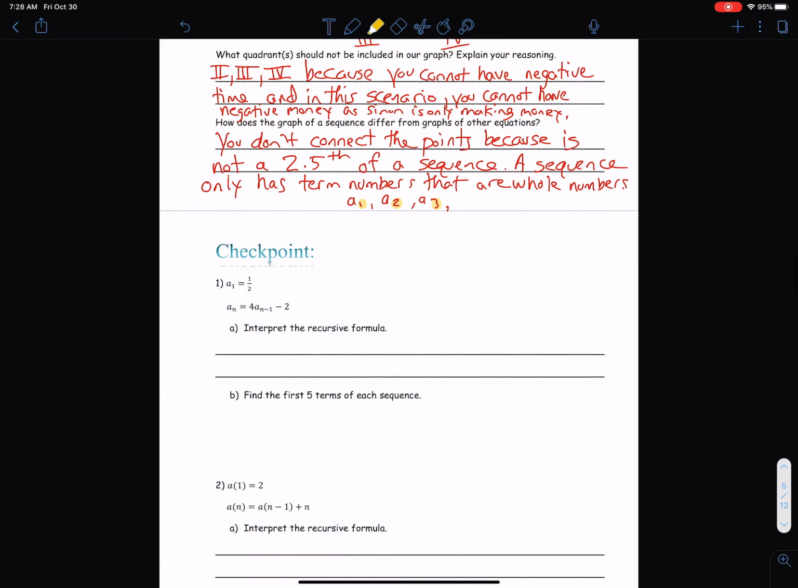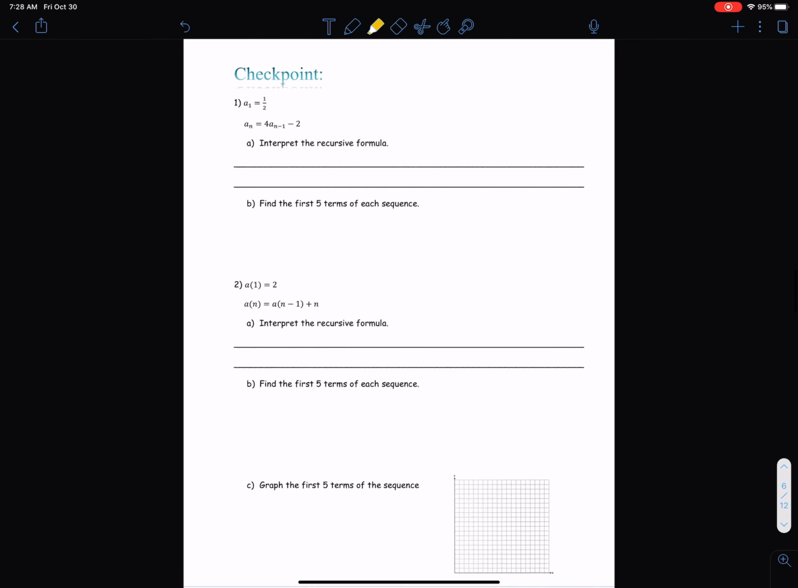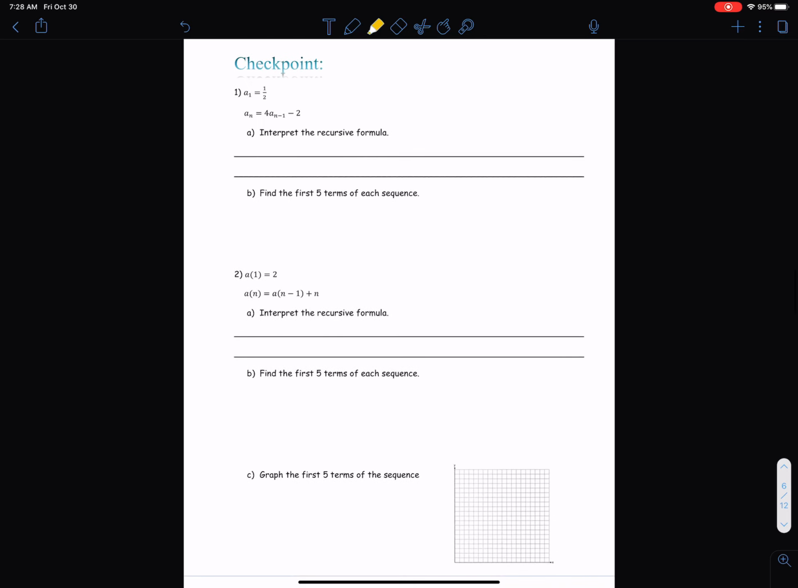On the next page, we have a checkpoint here. I just want you guys to do 1, 2, and AB, and then 2 has A, B, and C. And pause the video. This should take some time, so take your time. This should honestly take like 5 to 10 minutes. And pause the video and play it once you're done, and I'll show you the answers.